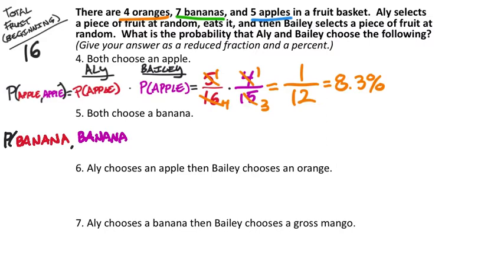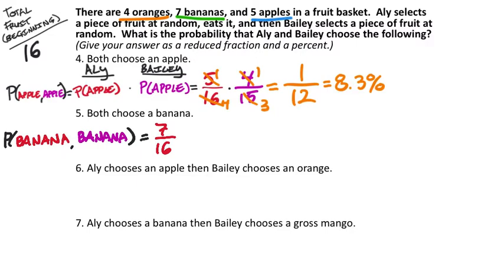And we want the probability that both pull out a banana. So first for Allie, with the bananas, again, there's still 16 pieces of fruit when Allie goes to the basket, and it looks like 7 of those are bananas.